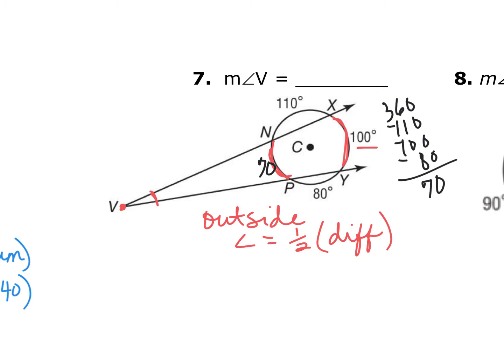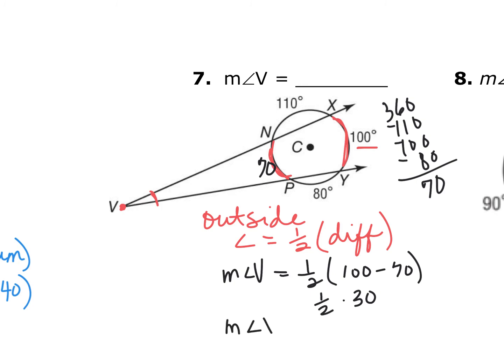All right, now we plug into the formula. The measure of angle V is equal to half of our big arc minus the small arc. 100 minus 70 is 30 times 1/2. So the measure of angle V is 15 degrees.